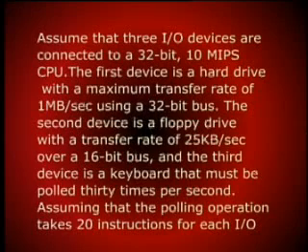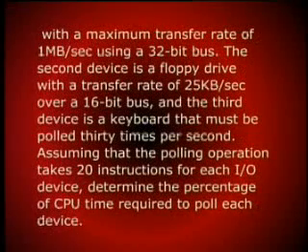Assume that 3 I/O devices are connected to a 32-bit 10 MIPS CPU. The first device is a hard drive with a maximum transfer rate of 1 megabyte per second. It has a 32-bit bus. The second device is a floppy drive with a transfer rate of 25 kilobytes per second, however, over a 16-bit bus. And the third device is a keyboard that must be polled 30 times per second. Assuming that the polling operation takes 20 instructions for each of the I/O devices, we need to determine the percentage of CPU time required to handle each device using the polling mechanism.